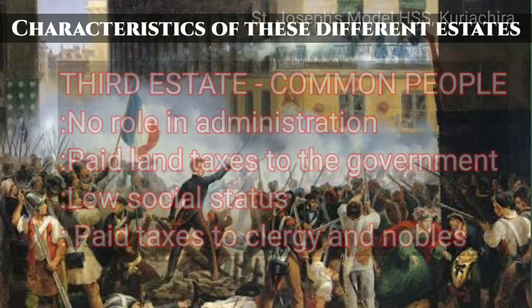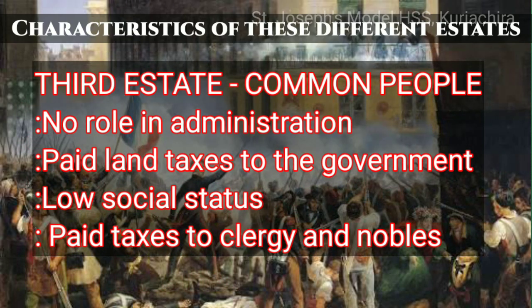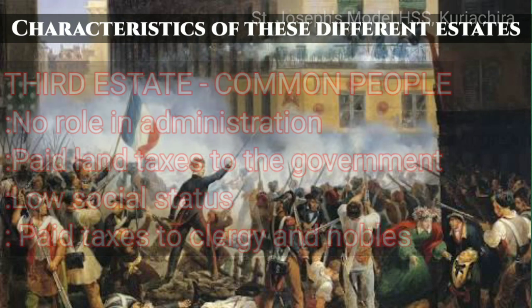The third estate was the common people. They were the middle class, including traders, writers, lawyers, officials, teachers, bankers, farmers, and craftsmen. They had no role in the administration. They paid land tax to the government, and they had low social status, and they paid taxes to clergy and nobles. Various thinkers and streams of thought had a great role in making the people aware of the inequalities and the exploitations.